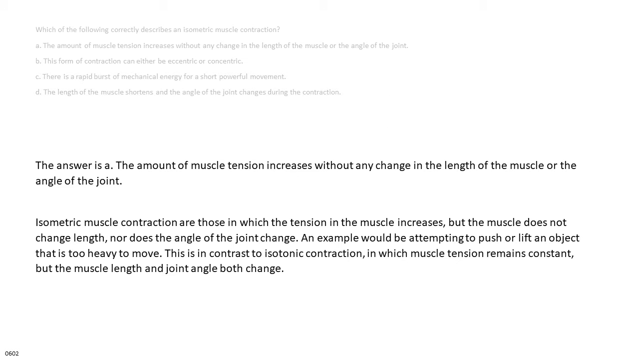The answer is A. The amount of muscle tension increases without any change in the length of the muscle or the angle of the joint. Isometric muscle contractions are those in which the tension in the muscle increases, but the muscle does not change length, nor does the angle of the joint change. An example would be attempting to push or lift an object that is too heavy to move. This is in contrast to isotonic contraction, in which muscle tension remains constant, but the muscle length and joint angle both change.